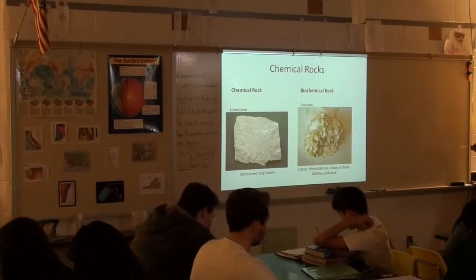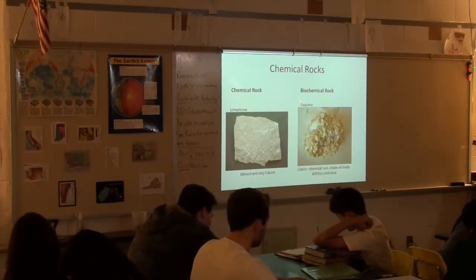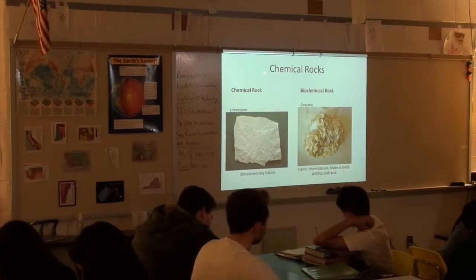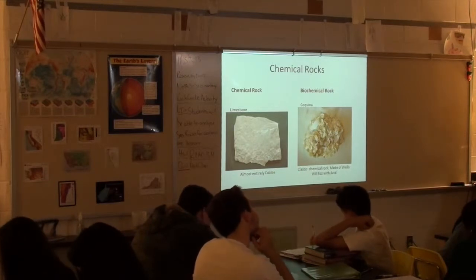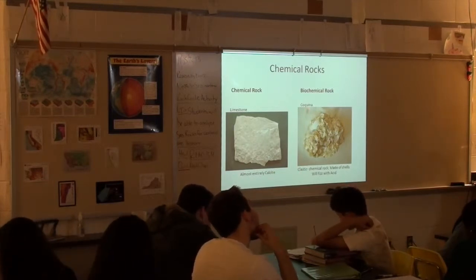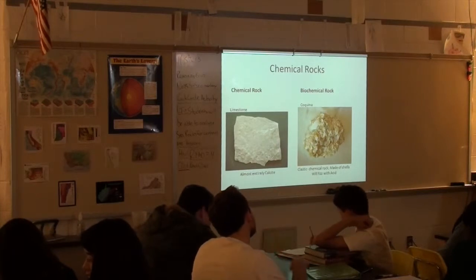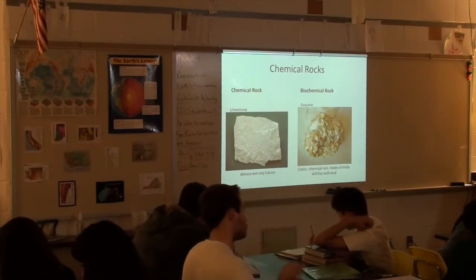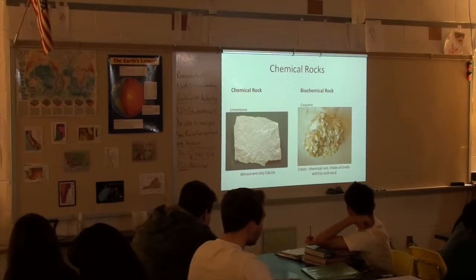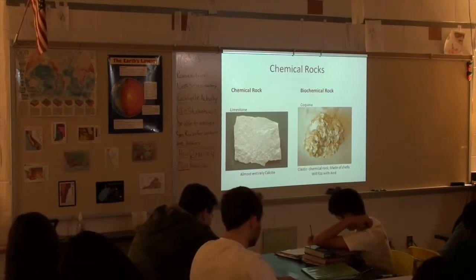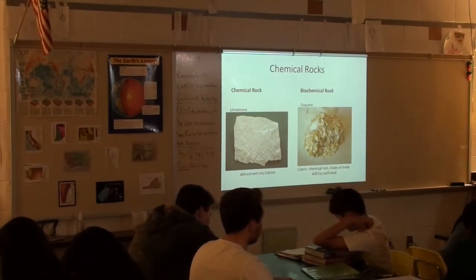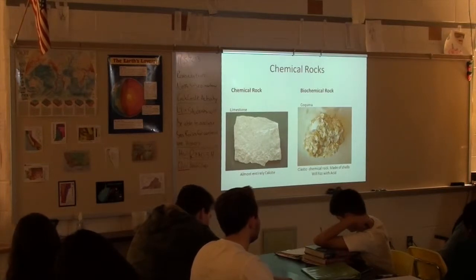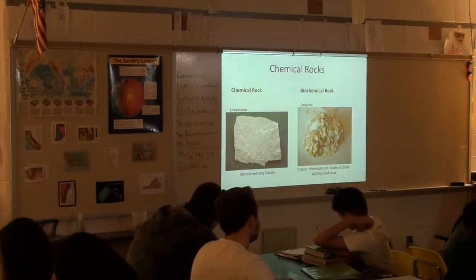Now here we have this biochemical rock. It's in the chemical rock category, but it's clastic, so we call it biochemical. It's called coquina. It's made of the shells of the animals and the creatures, the snails and the clams and the lobsters. Can you find it on the beach? Depending on what beach you're at.